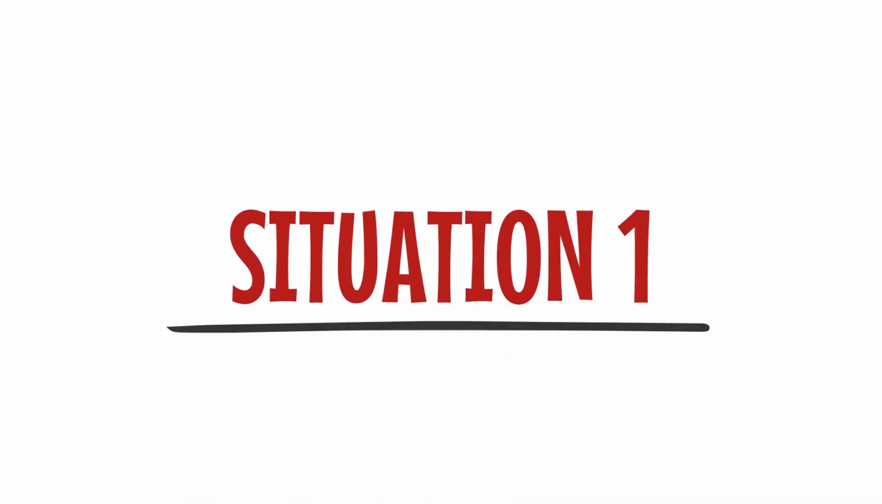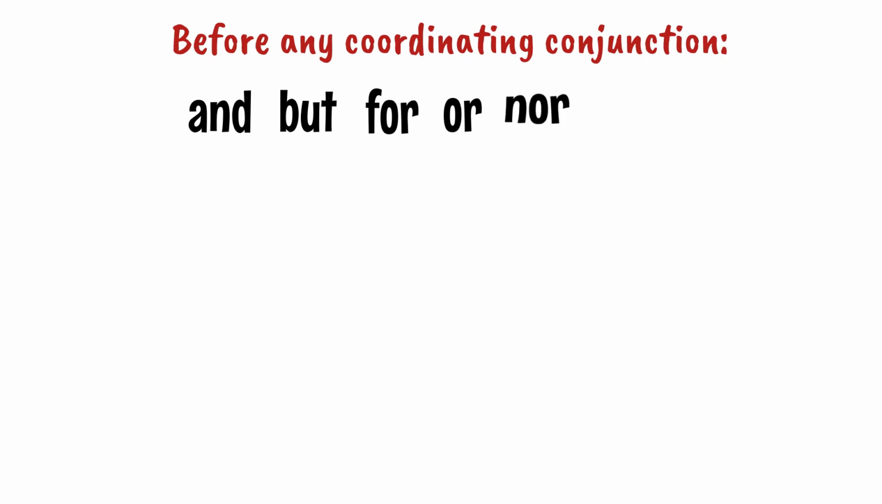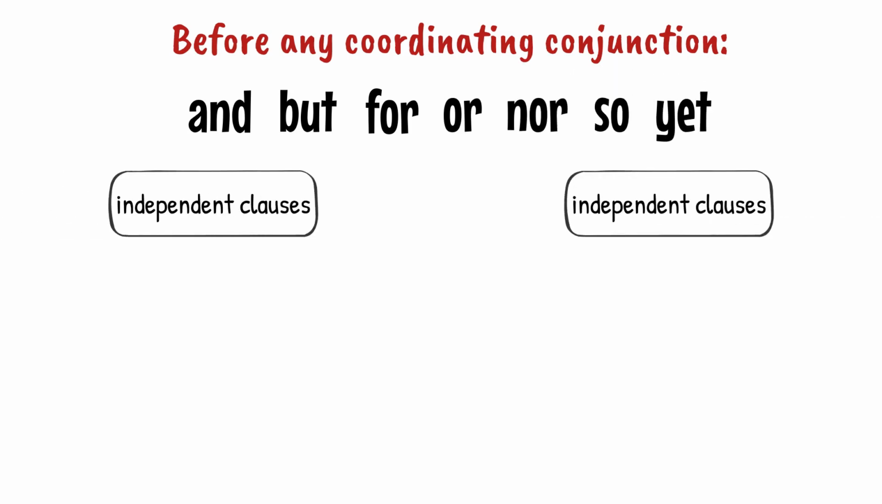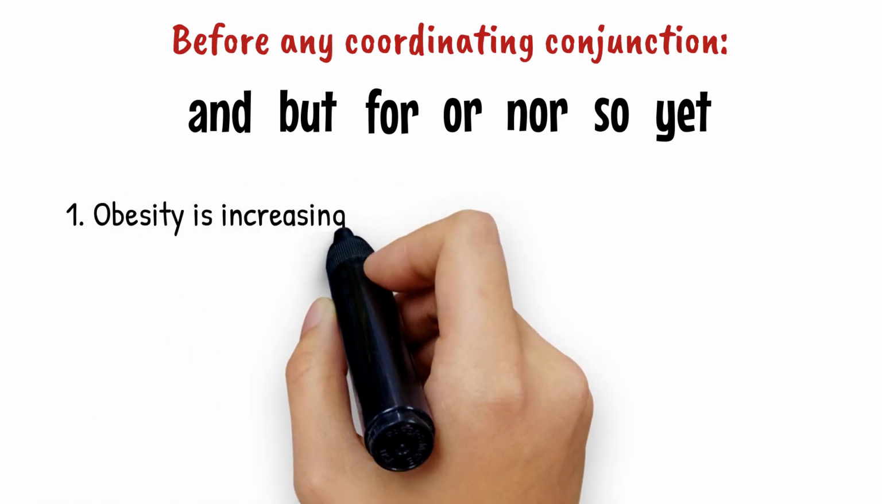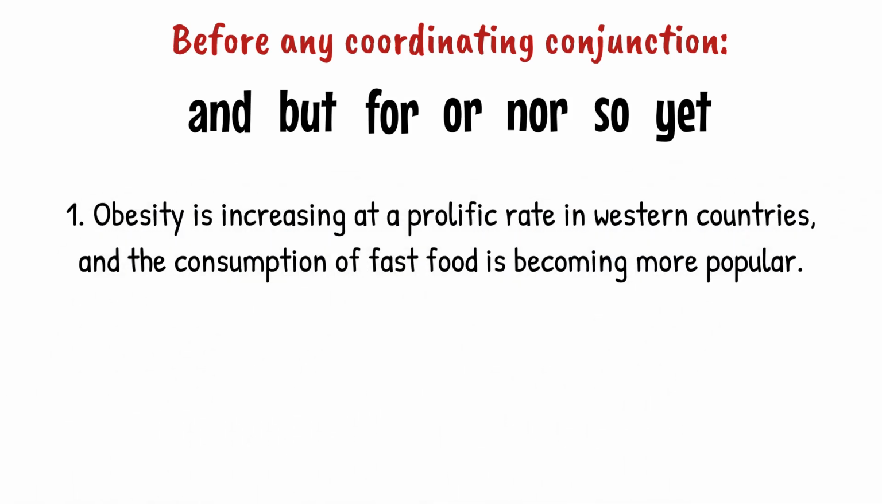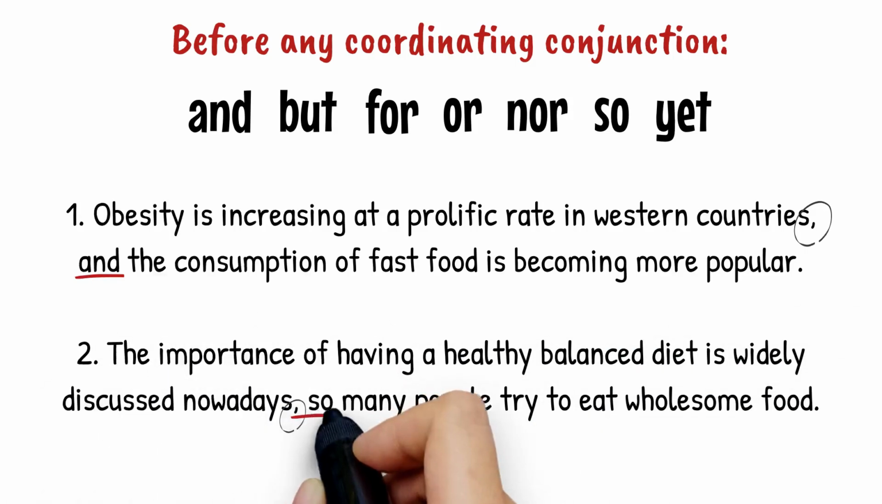So the first situation where you use the comma is before any coordinating conjunction such as and, but, for, or, nor, so, yet, that links two independent clauses. Look at the example below. Obesity is increasing at a prolific rate in Western countries, and the consumption of fast food is becoming more popular. In the above example, we can see that there are 2 independent clauses connected by the coordinating conjunction and, so we have used a comma before and.